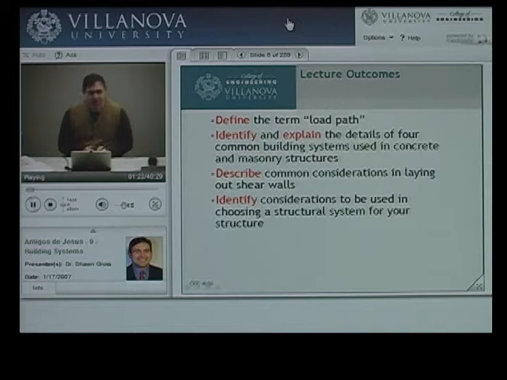So in this lecture, we are not going to talk in any way, shape, or form about designing particular elements such as beams or columns or walls, but more looking at how we can take the entire structural system as a whole and identify where the load is going from top to bottom.